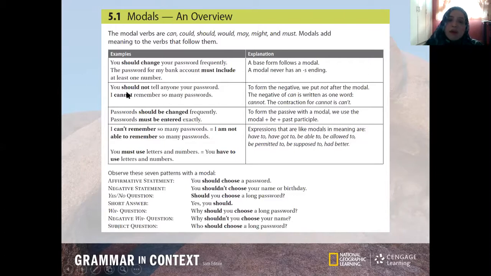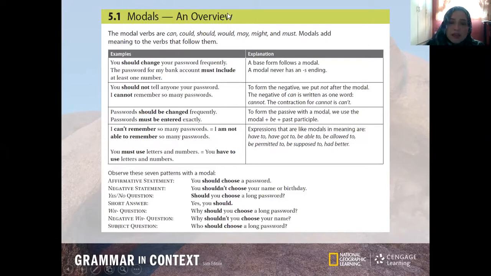But remember, can't is only used in speech. Okay, but if you want to write, you must write the full word cannot. Especially for your assignments or anything, you cannot use contractions because contractions are considered informal language. And when you do your assignments or your paper or your thesis, you must use formal language, okay? Because formal language is used in, what do we call it, in academic writing.